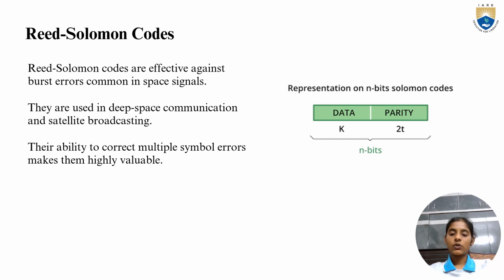Advantages. Reed-Solomon codes can correct multiple errors, making them suitable for applications with higher error rates. Reed-Solomon codes can have efficient encoding and decoding algorithms, making them suitable for real-time applications. Their ability to correct multiple symbol errors makes them highly valuable.